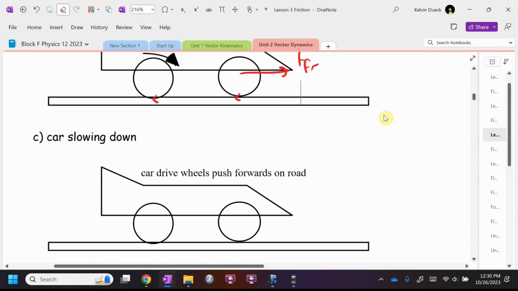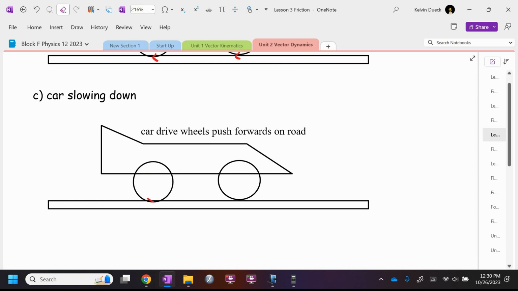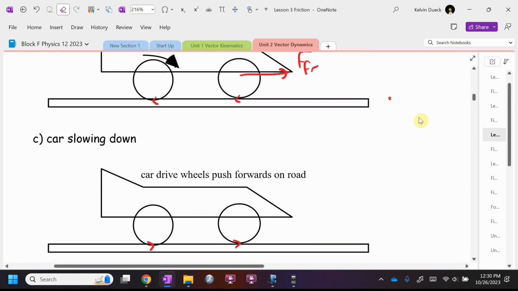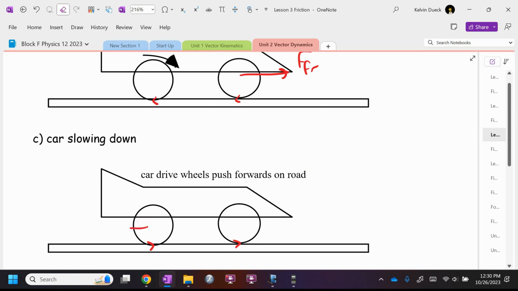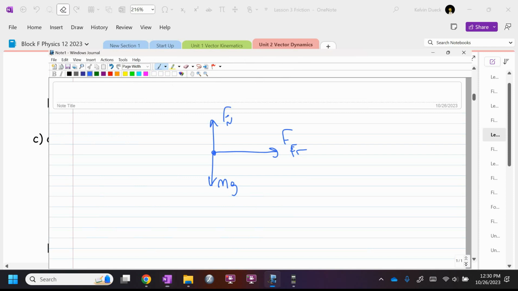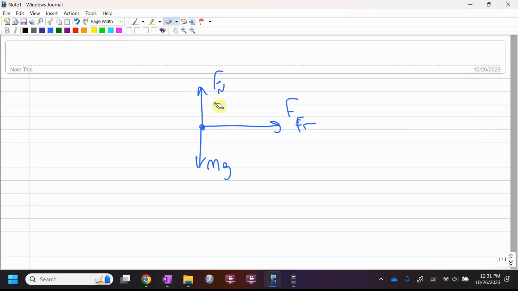When you step on the brakes, the car brakes try and push forwards against the pavement. They try and slide forwards. Friction resists sliding. Which way will friction point when you step on the brakes? When you step on the gas, friction will point forwards. You're right. In other words, if I go back to my car free body diagram, when you step on the brakes, this is the free body diagram.